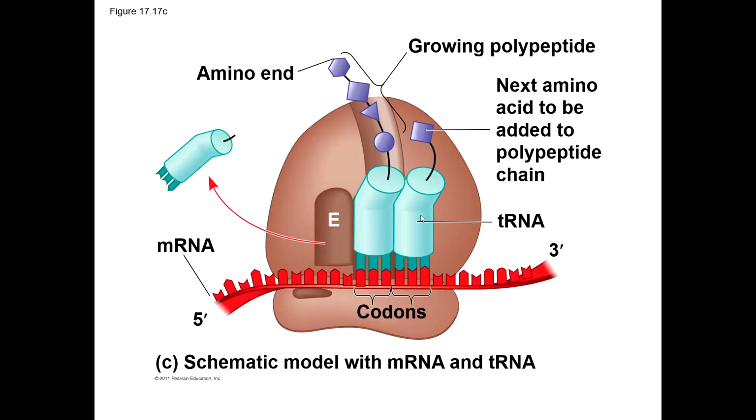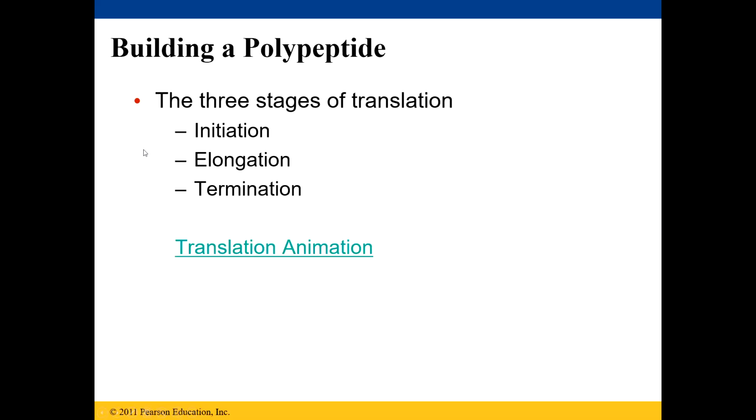Okay. They keep moving from, as I said, A to P to E and off. So once again, there were 3 stages, the same 3 stages in translation that we saw in transcription, but there are different things going on in each stage. Even though they have the same name, there are different things going on. So with the same 3 stages, initiation, elongation, and termination, what's going on here in translation is different than what we saw in transcription. So here's a clip to summarize that.